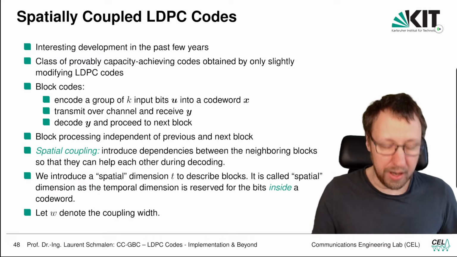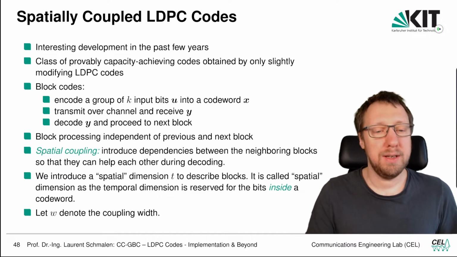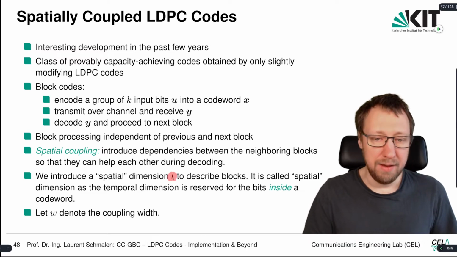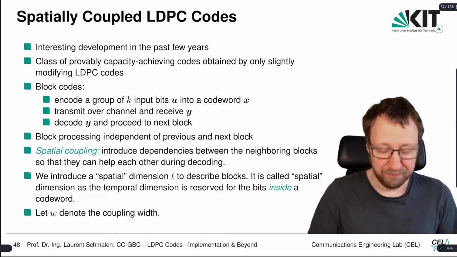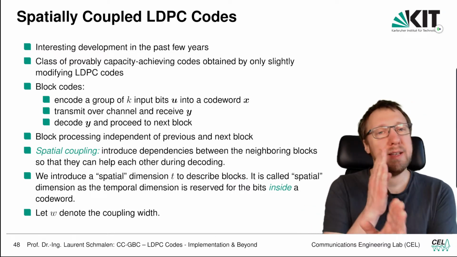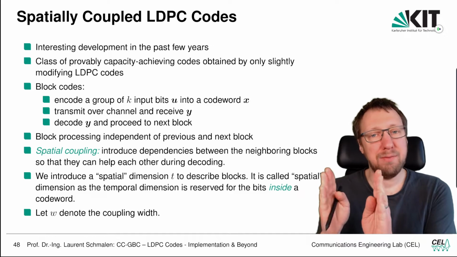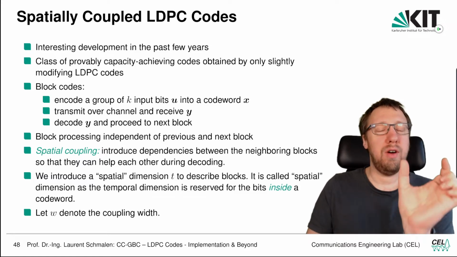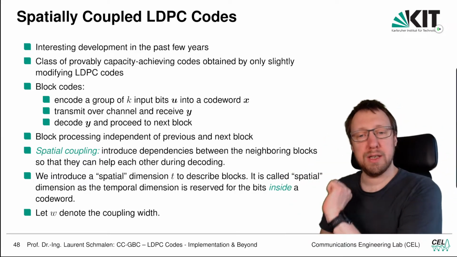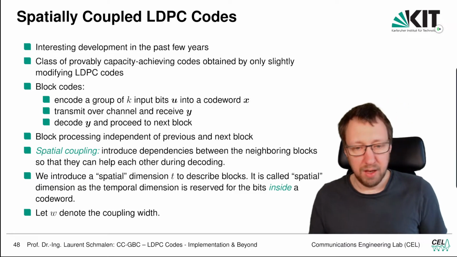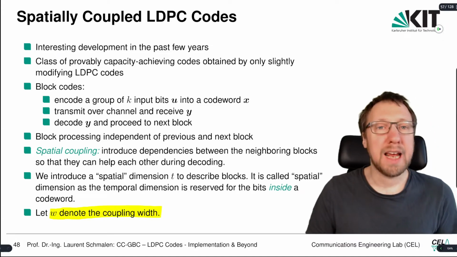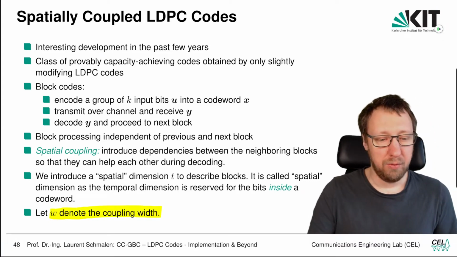So what we do is we introduce a new dimension, which is called the spatial dimension, and we call it t, and it describes the block. We don't use time because time is reserved for the instances inside the blocks, so it is called a spatial dimension. Every block is transmitted along a certain spatial dimension. Then we introduce another parameter, W, which is the so-called coupling width of the code that we would like to have.